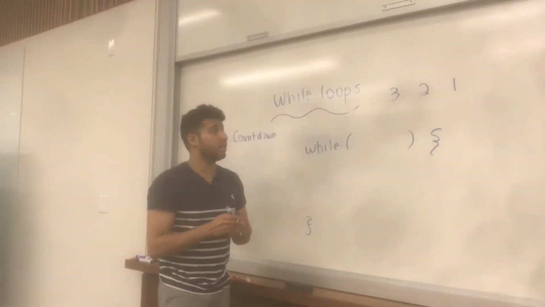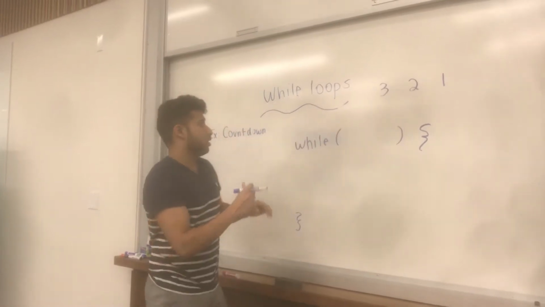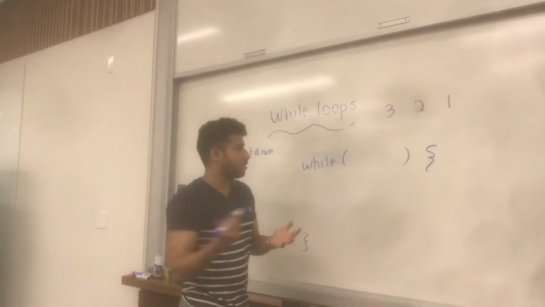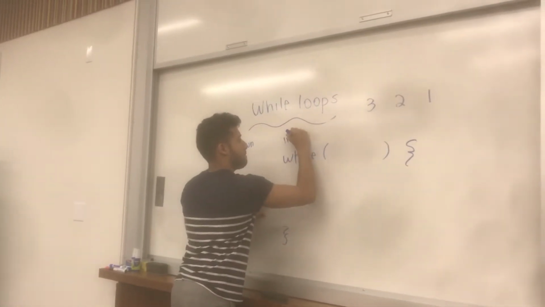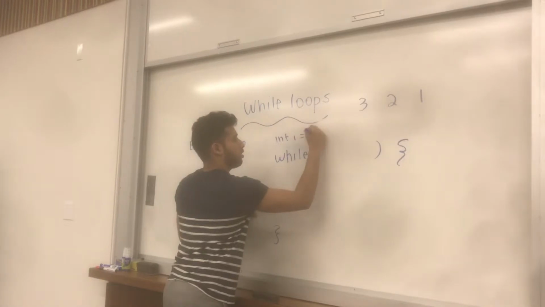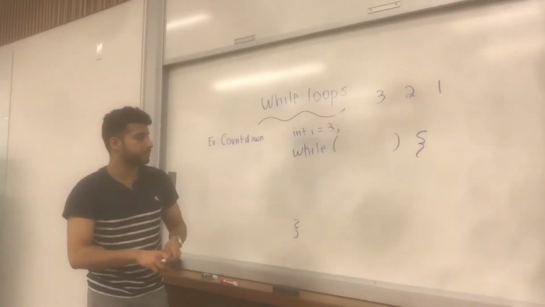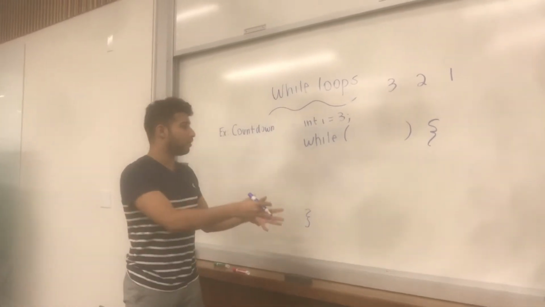So the first thing that we need to do is figure out where this countdown starts. This countdown starts at 3. So we can initialize a variable i and set it equal to 3. I just chose int i equals 3. So now we get into the specifics of a while loop.